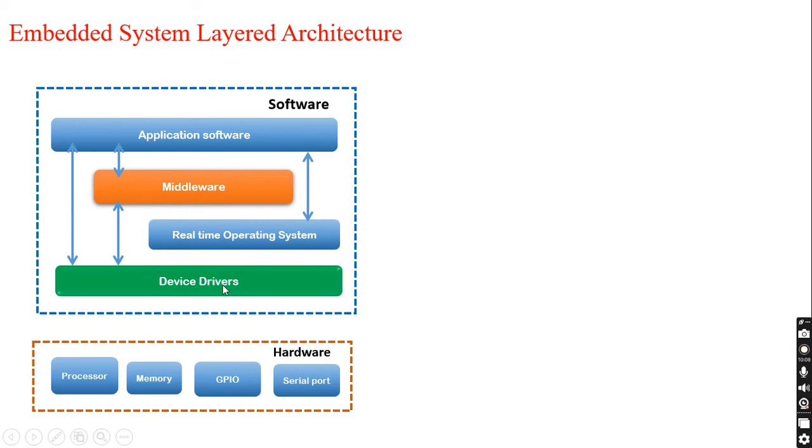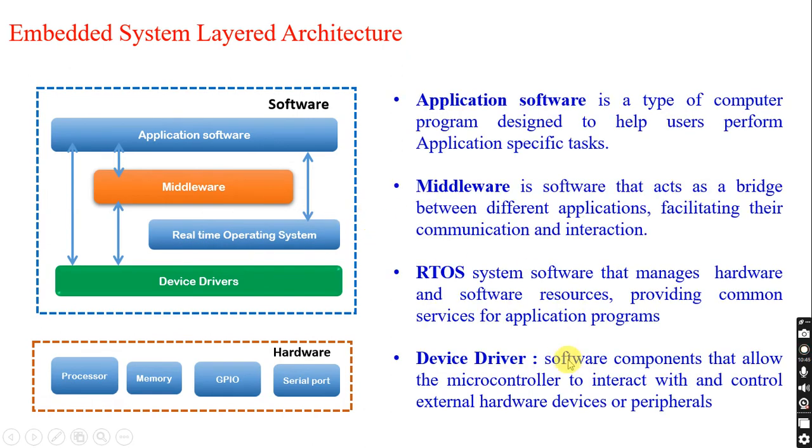Device drivers are code written exclusively for microcontroller components, like code written exclusively for memory, for GPIO, for the serial port, or only for the processor. That type of coding, the code which is written exclusively for hardware operation, is called device drivers. Like this, software is divided into small classifications, and this is how the definitions look.